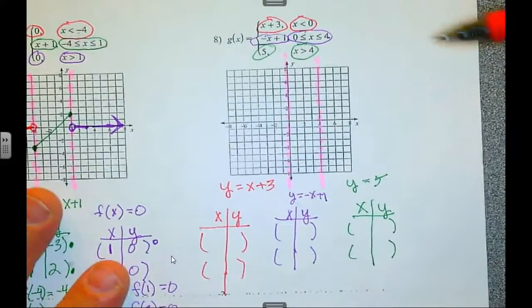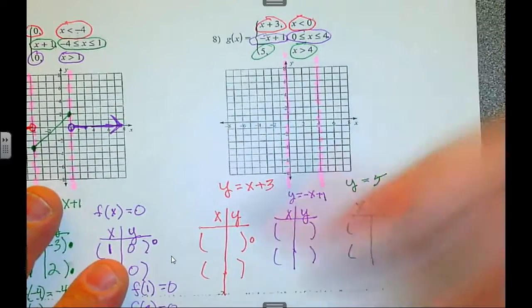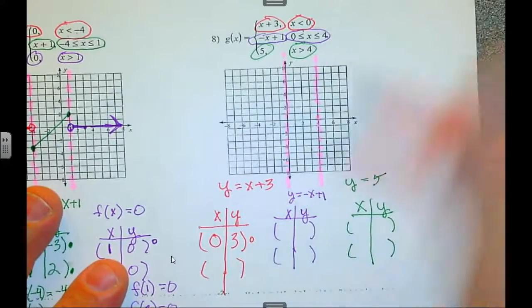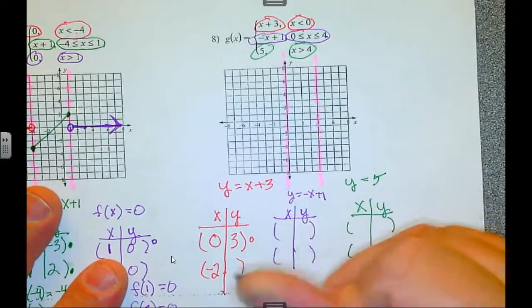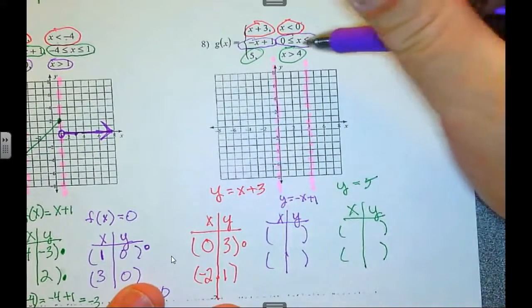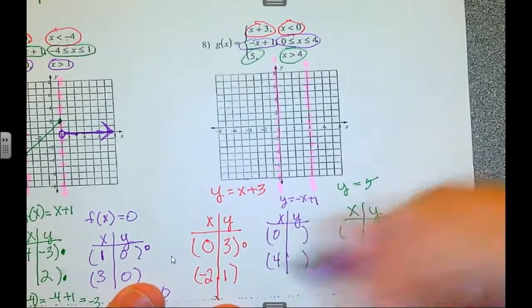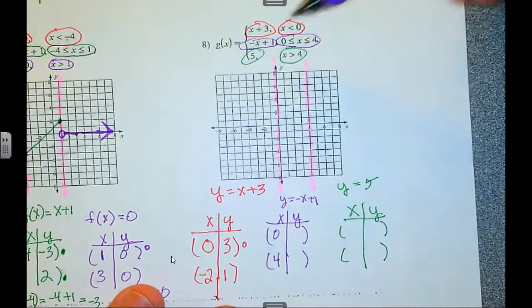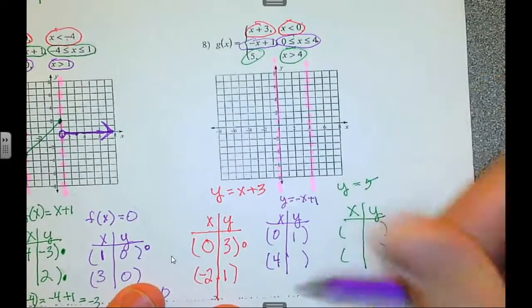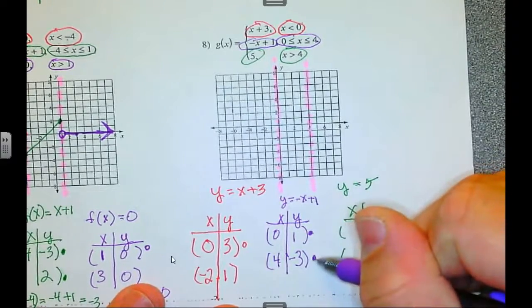Okay, let's see. The first one, open circle. I have to use 0. 0 plus 3 is 3. I need something less than 0. I'll use negative 2. Negative 2 plus 3 is 1. Okay, the middle one. I have to use the boundary points 0 and 4. 0 plus 1 is 1. Negative 4 plus 1 is negative 3. See, closed circles at both of these.